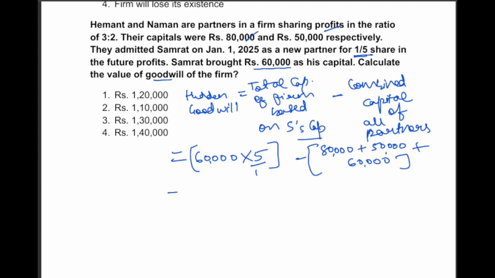So it will be 6 into 5, 3 lakh, minus 1,90,000. The goodwill of the firm will be rupees 1,10,000. The second option is correct.